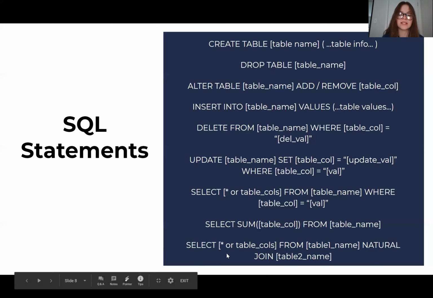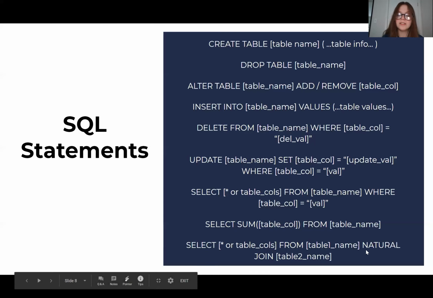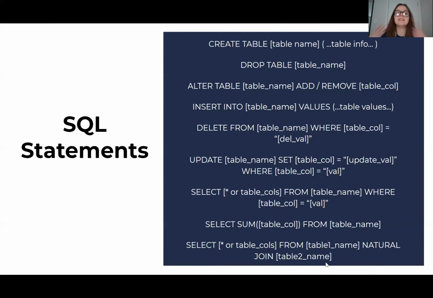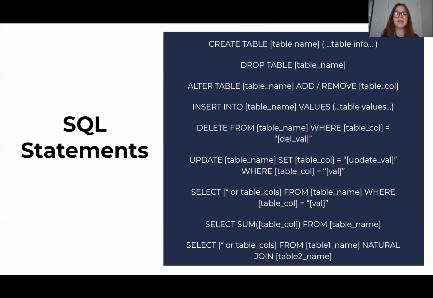And then you can do select star, select table columns from table name 1 natural join table name 2. This is very important in database systems. Everyone uses a natural join. If you think about the example we talked about earlier with the two tables with the course ID, they need a primary key and a foreign key to join on. So course ID would be where they would join, and then you would join those two tables together and access more information in general.